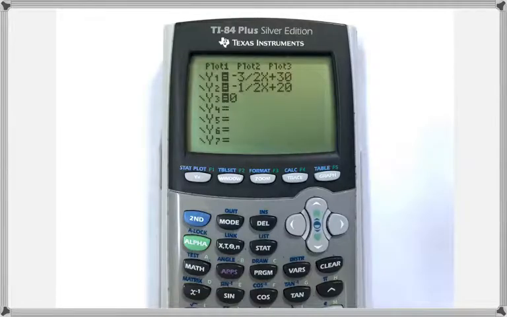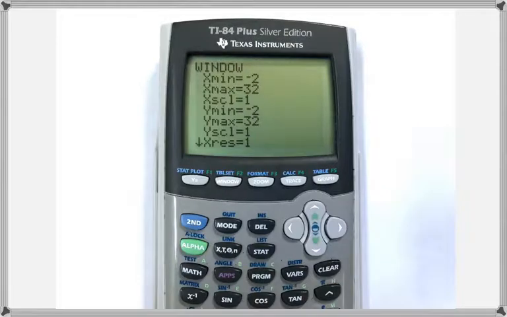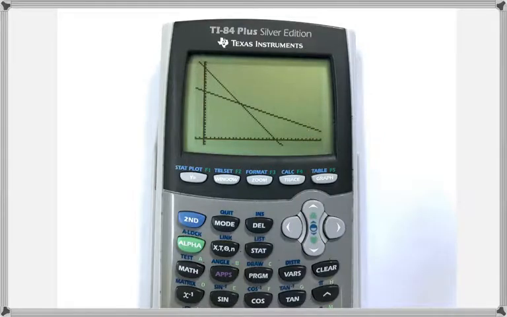So I'm ready to go to the y equals menu on my calculator, and I want to type in my three equations, so negative 3/2 x plus 30, negative 1/2 x plus 20, and then 0. And I want to set my window, and I know that one of my lines crosses up here at 30. So a good window would be a little bit more than that. So I'm going to make my x max and my y max both 32. And then press graph, and this is what my graph looks like.